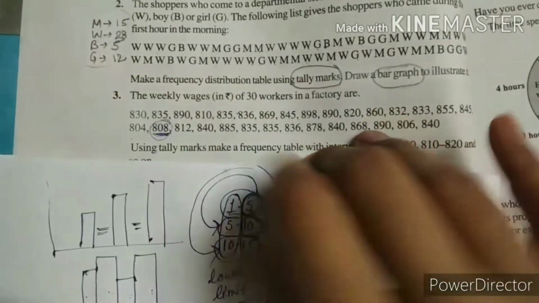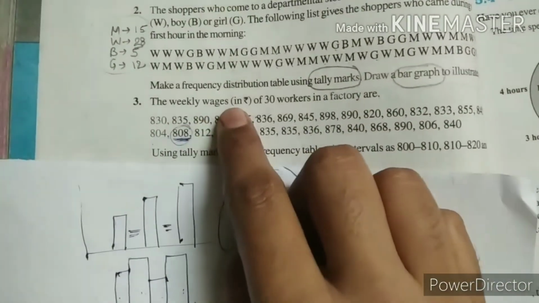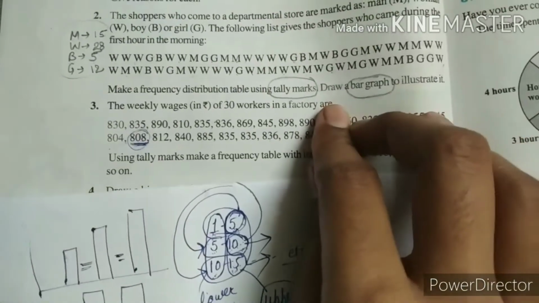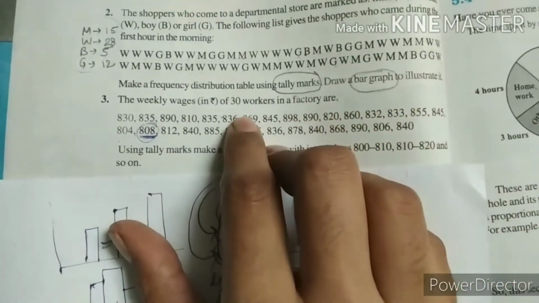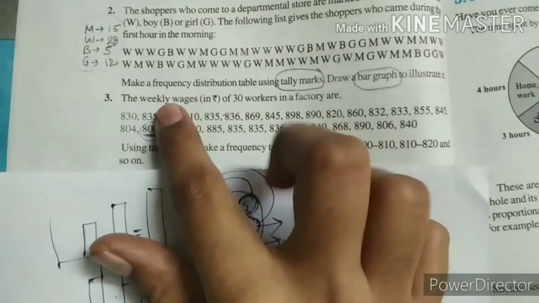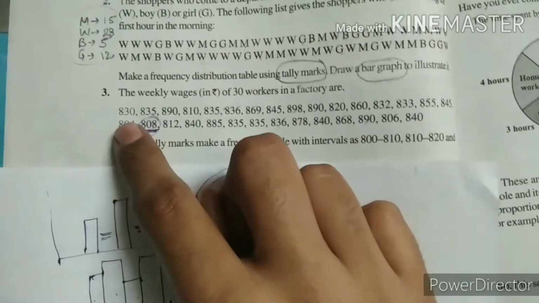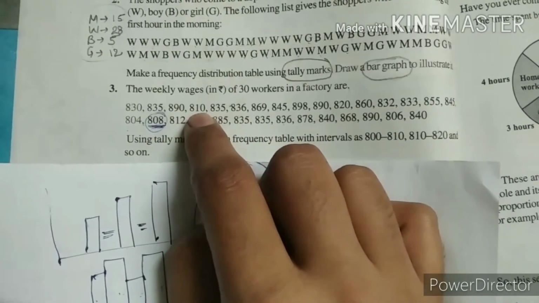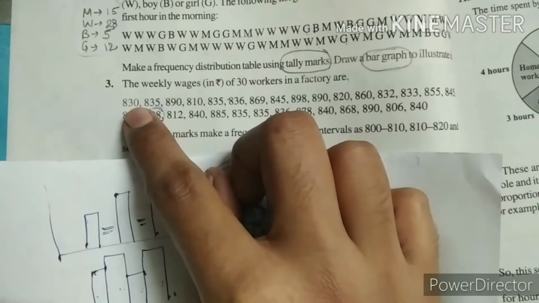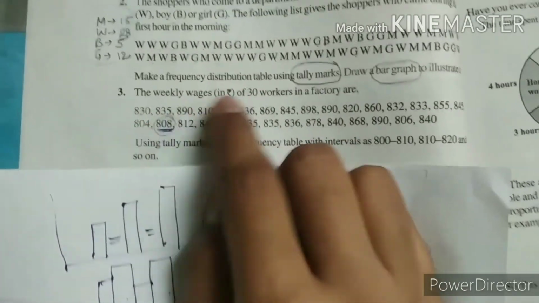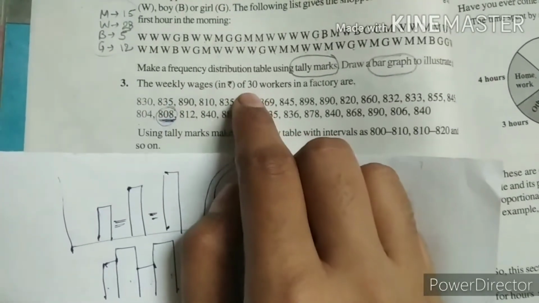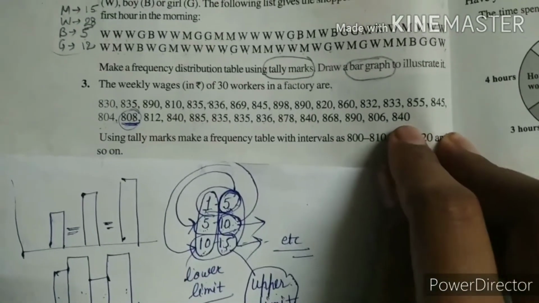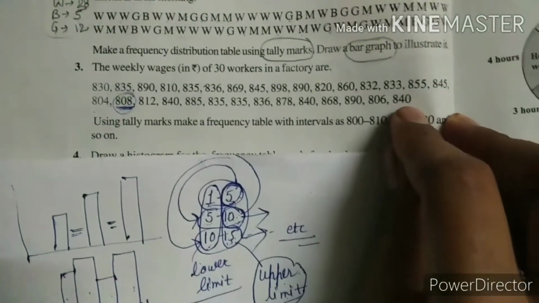Question number 3: the weekly wage in rupees of 30 workers in a factory are given. It means in the factory there are 30 workers, and they are paid weekly. So how much are they paid? They are paid 830, 835, 890, 810. It means the first worker got 830, the second got 835, the third got 890, the fourth got 810, and that continues, and the last, the 30th worker, got 840 rupees weekly.